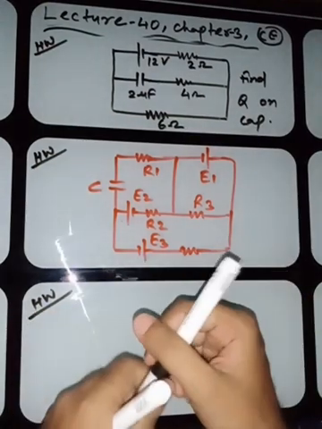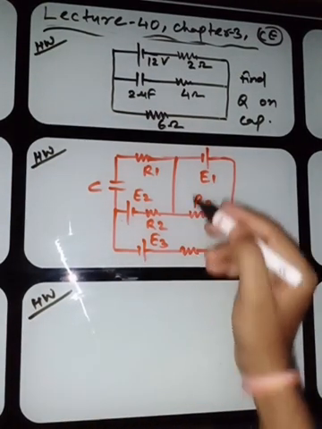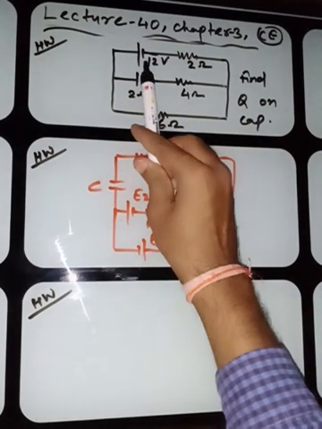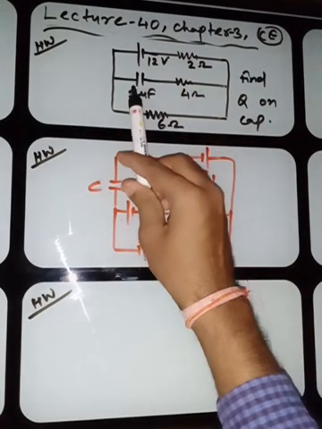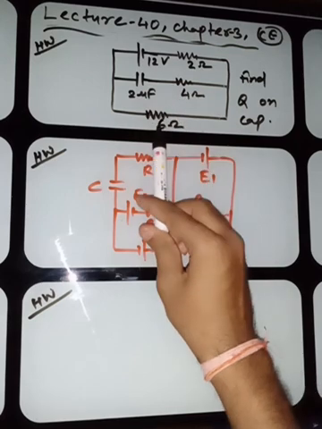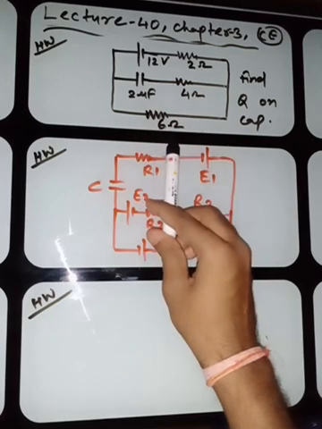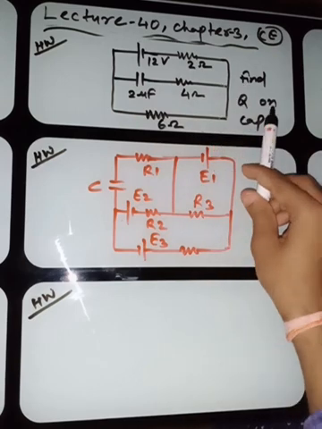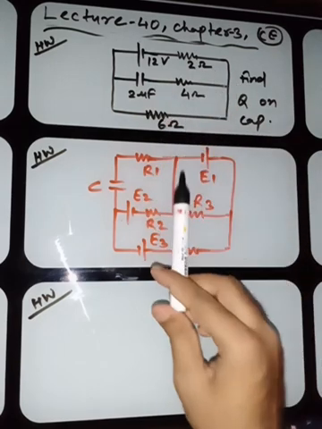Okay, my students, look here. In this problem, try to see carefully. 12 volt battery, 2 ohm, 2 microfarad capacitor, 4 ohm and 6 ohm resistor. You have to find the charge on this capacitor. Find Q, that is the charge on the capacitor. Okay, you will take a snapshot.